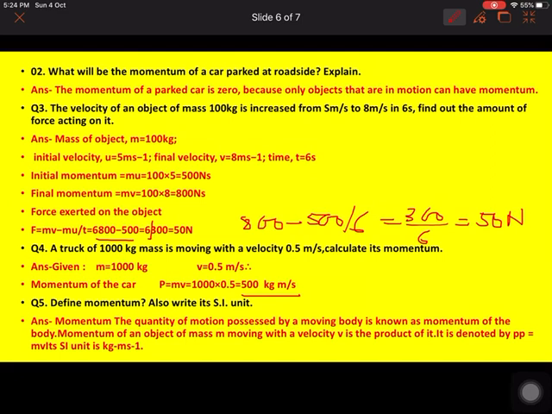Define momentum. The quantity of motion possessed by a moving body is known as the momentum of the body. The momentum of an object of mass m moving with velocity v is the product of the two. It is denoted by p equals mv. You can write this formula. And the SI unit is kg meter per second, that is kg meter second to the power minus 1.